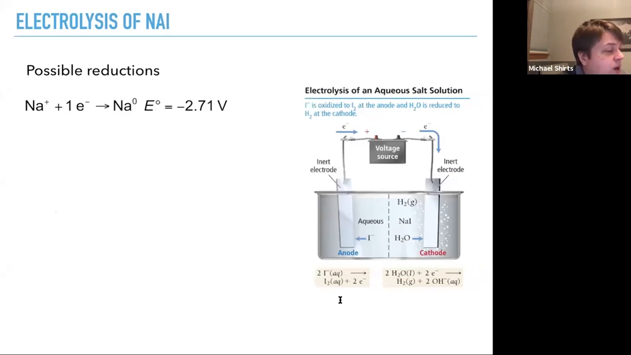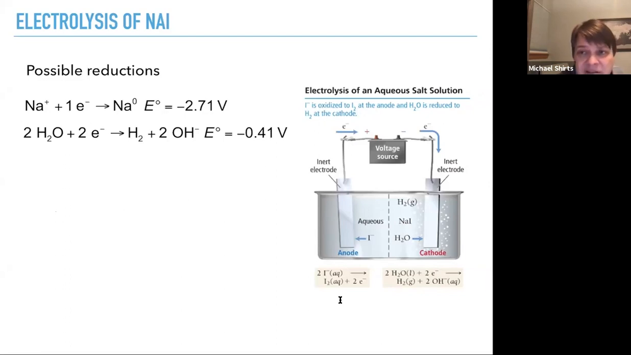At the reduction side, you could reduce the sodium to sodium metal, but that is pretty unfavorable. That reduction is quite unfavorable. On the other hand, the reduction of water to produce H2 and OH minus, at neutral pH, not at standard state, is minus 0.14. Somewhat unfavorable, but not nearly as unfavorable as sodium.